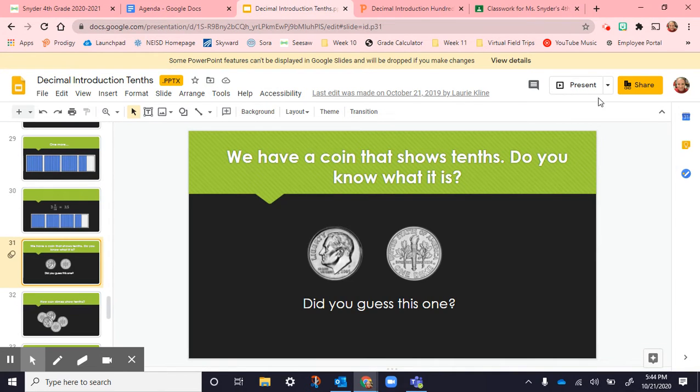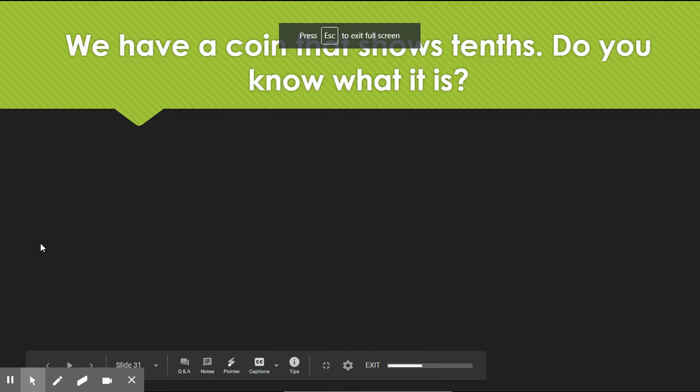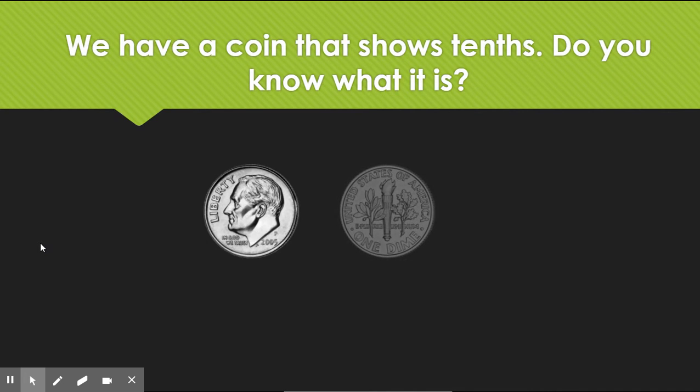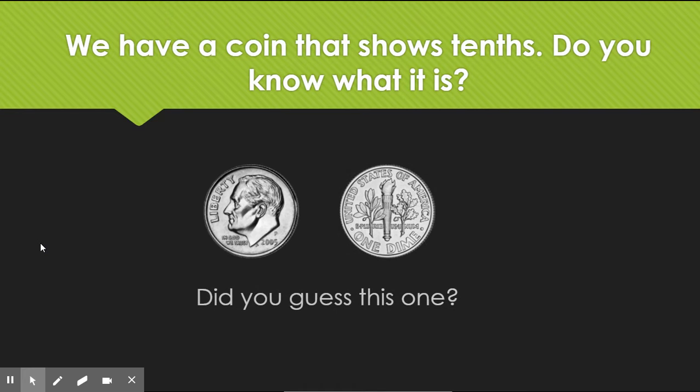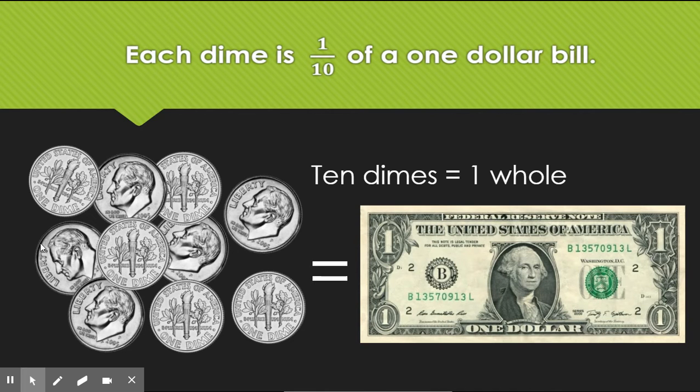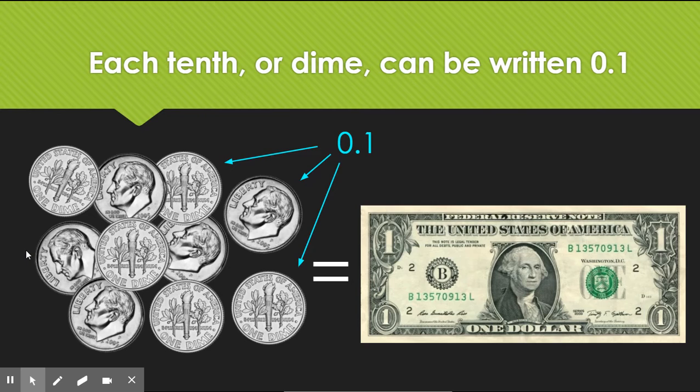And we started connecting these ideas that we've talked about with money. It says, we have a coin that shows tenths. Do you know what it is? That's our dime. So there's the front and the back of the dime. And it says, how can dimes show tenths? 10 dimes is equal to 1 whole, or $1. So each of these is a tenth, or each dime can be written as 0.1.